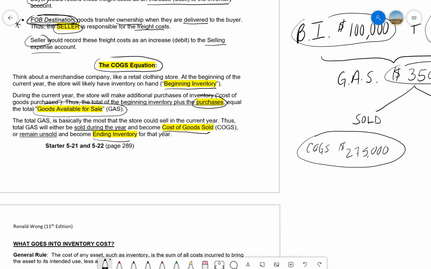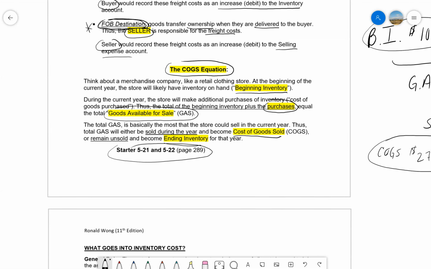What I want to do next then is go to a couple of questions in your textbook. So grab your textbook, turn to page 289, and have a read through 5-21 and 5-22 and see if you can figure out the missing cost of goods sold amount based on the cost of goods sold equation. So pause the video here, and then once you're ready to check your answer, resume the video.